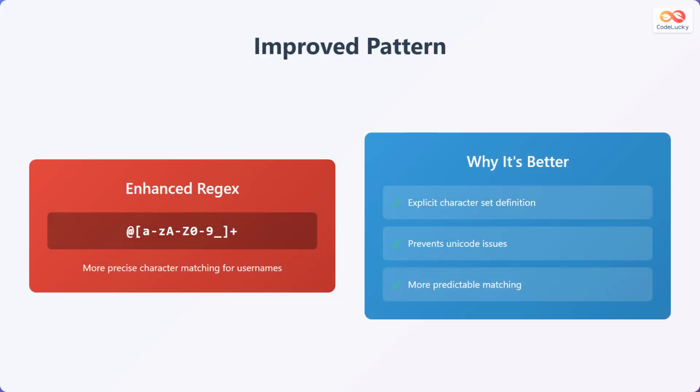Now let's enhance our regular expression pattern. An improved pattern is @ followed by square brackets, a-z, A-Z, 0-9, underscore, all enclosed in square brackets, followed by a plus sign. This provides more precise character matching for usernames. This is an explicit character set definition. It prevents Unicode issues and offers more predictable matching.